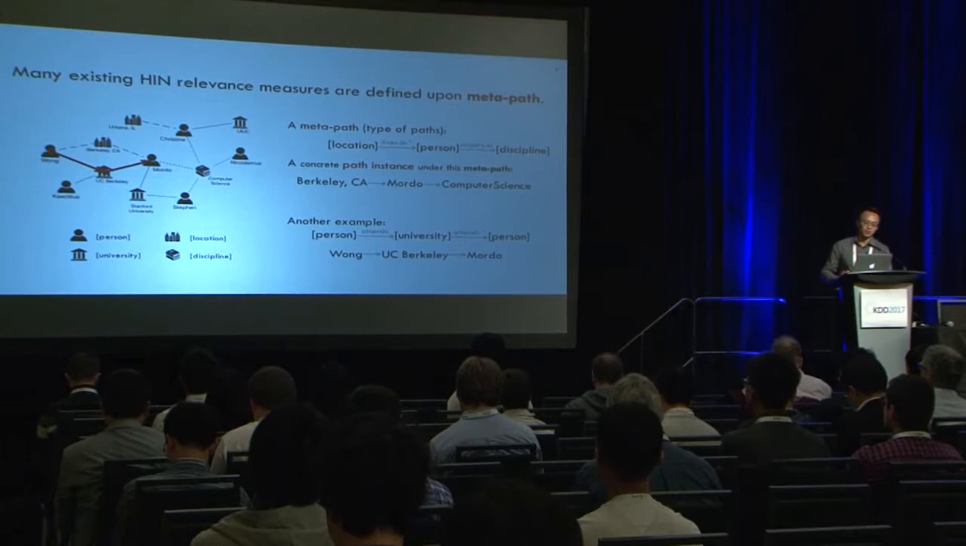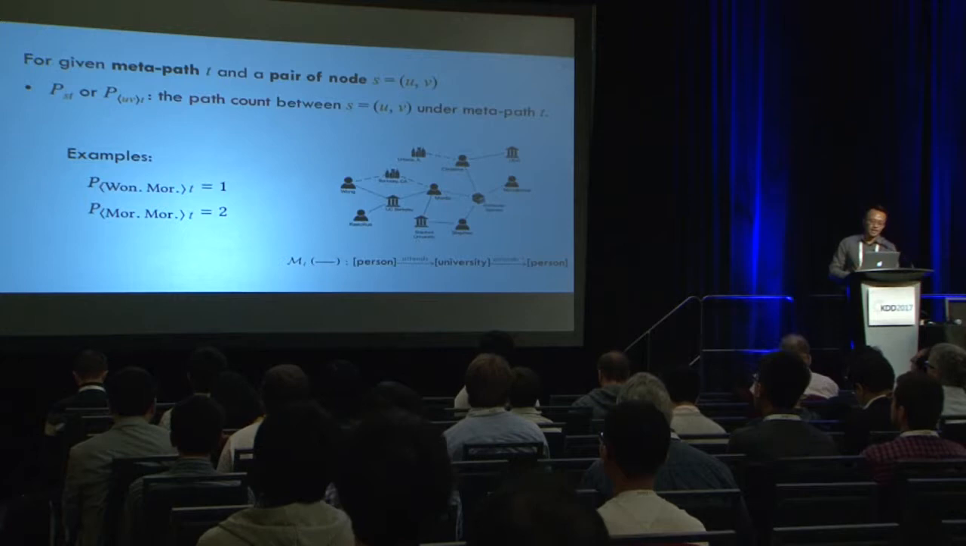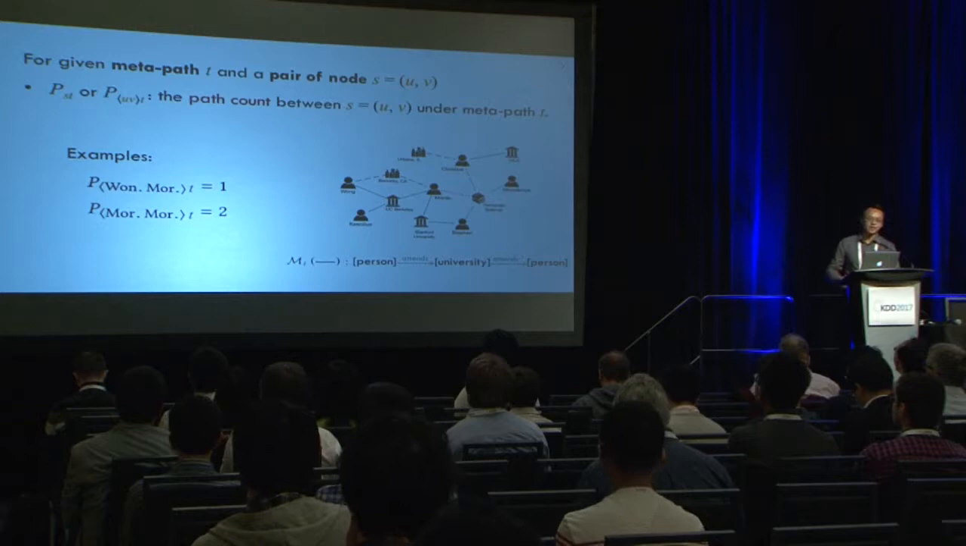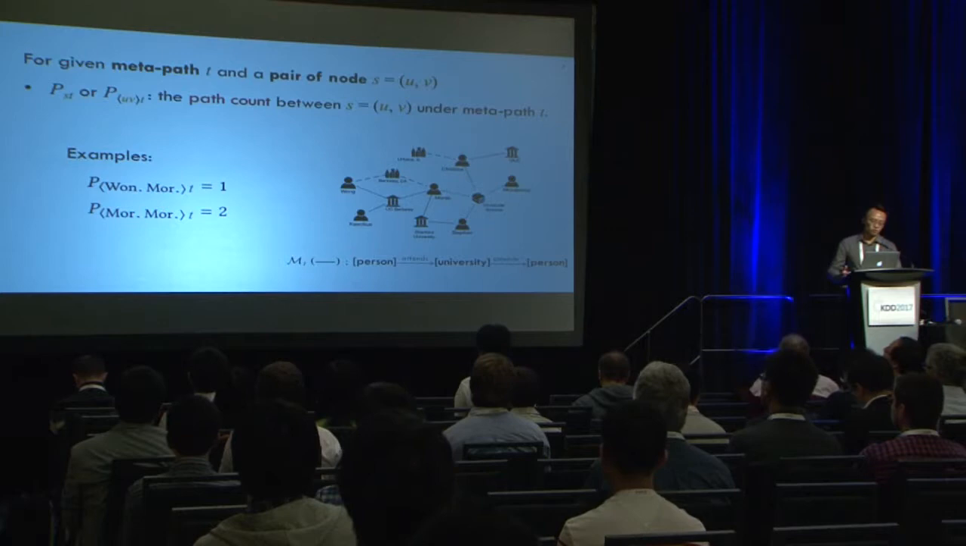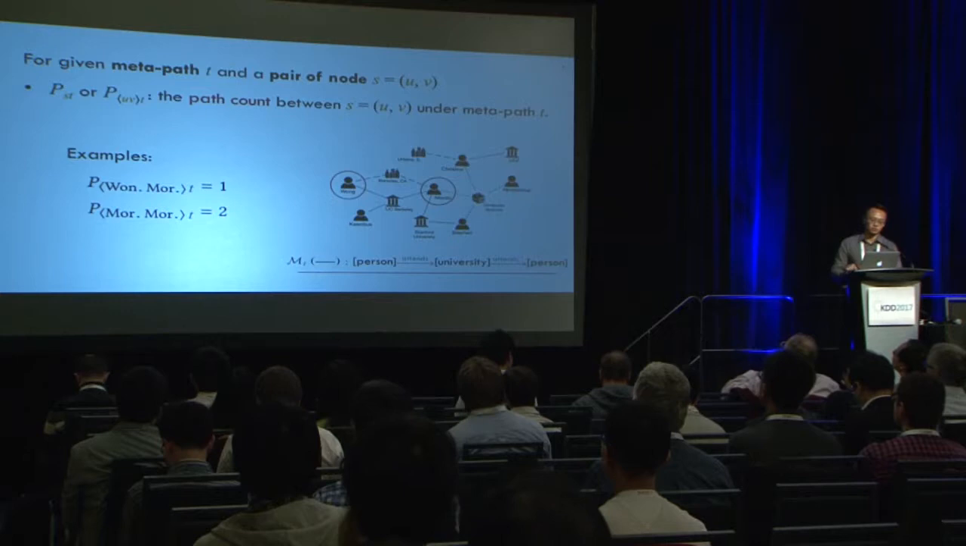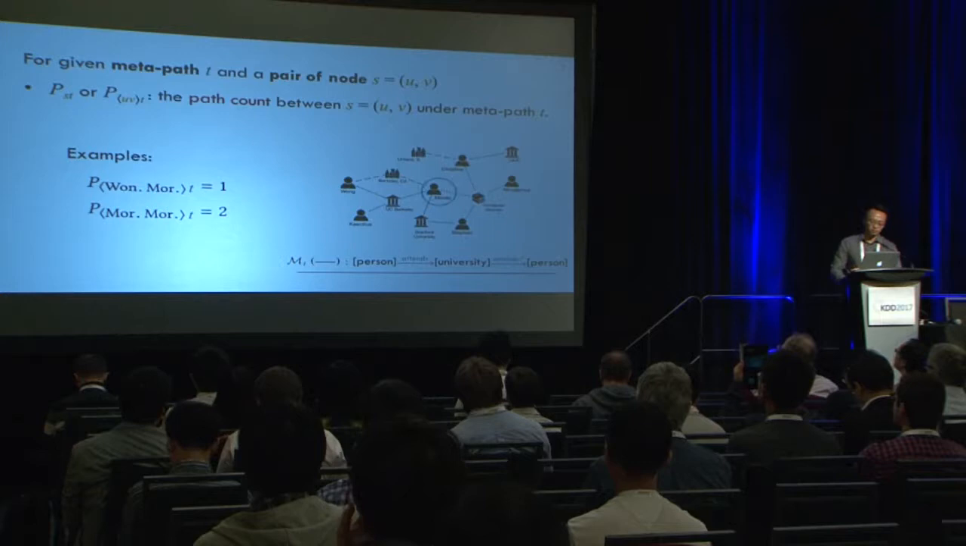For a given metapath T and a pair of nodes S, or equivalently U and V, we can count the number of path instances between the node pair under metapath T. We denote such path count by P sub S T, or equivalently P sub U V T. In the concrete example, under this specific metapath, the path count between Wang and Mortal is exactly one, and the path count from Mortal back to himself under the same metapath is two.